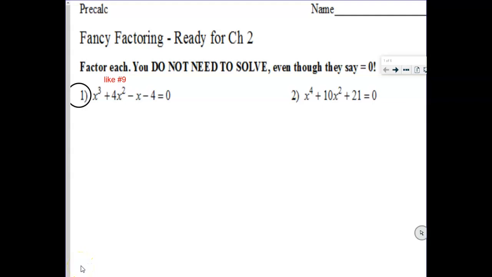So let's take a look at some of our fancy factoring here. Number 1 is circled. They want me to do that one with you. So the directions, you're just going to factor completely. Do not solve anything, okay? So just ignore the equals 0 part.